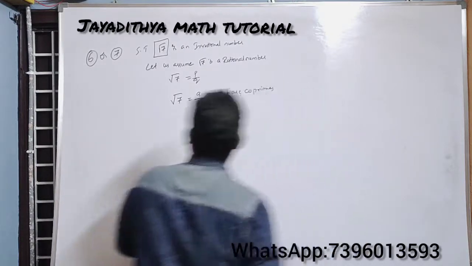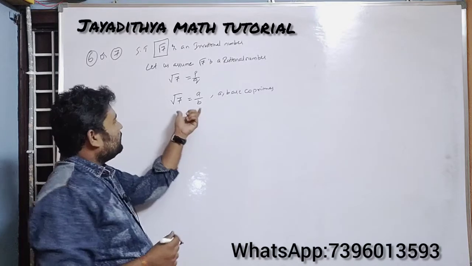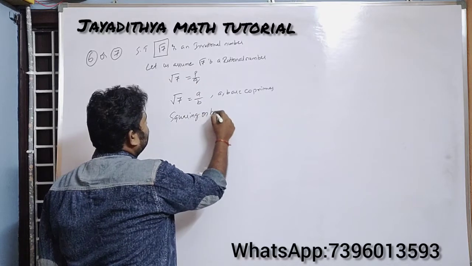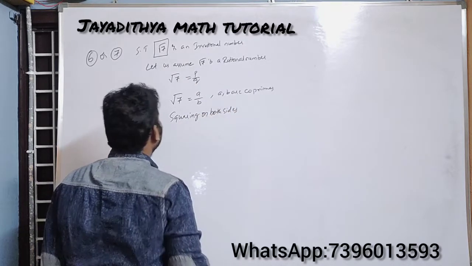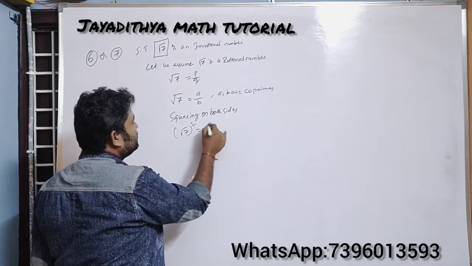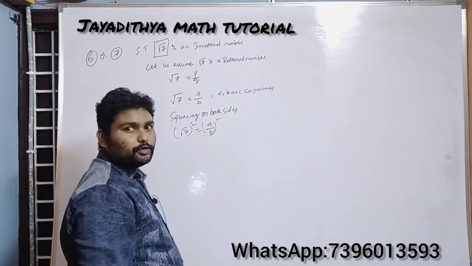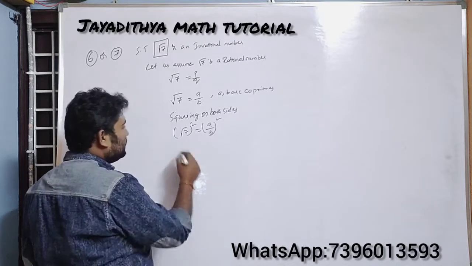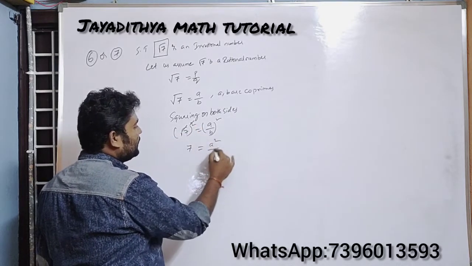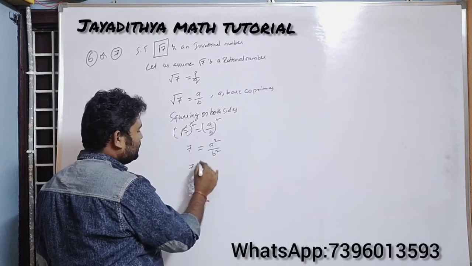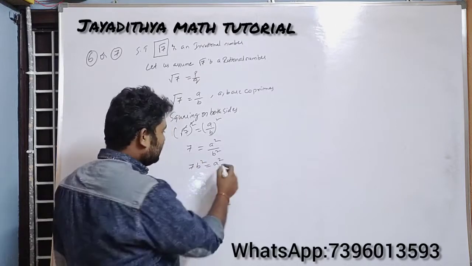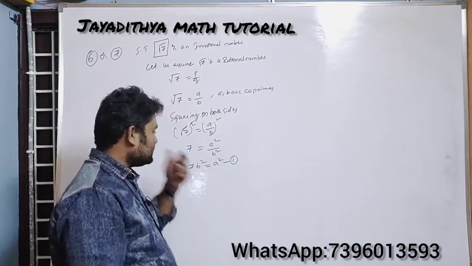Let us see now. Here you need to do squaring on both sides. What happens here? Root 7 whole square is equal to a by b whole square, which gives you the square and root get cancelled. 7 is equal to a square by b square. So 7b square is equal to a square. Let us take this as equation 1.